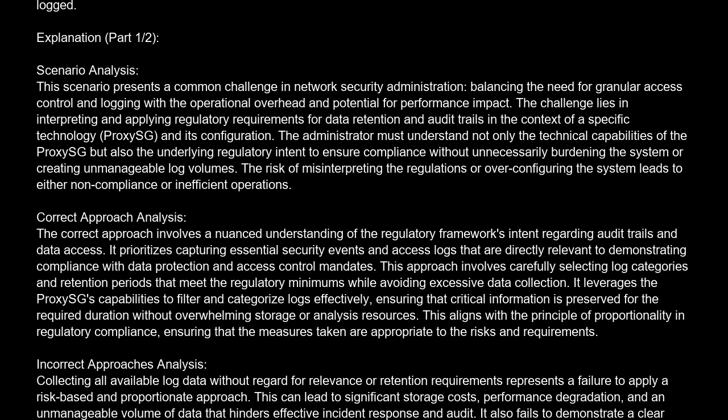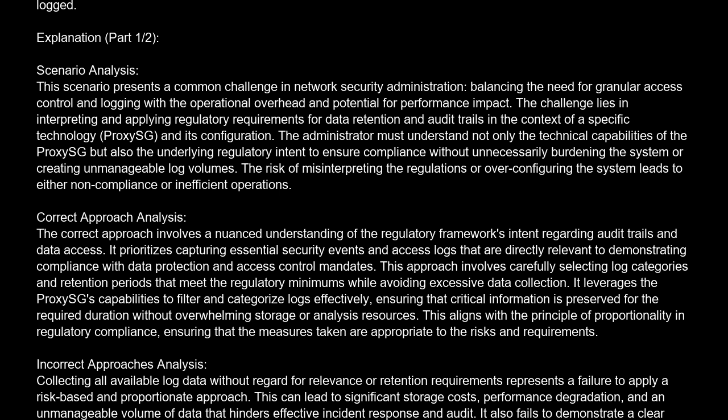The correct answer is C. Adjust the ProxySG logging configuration to capture only those traffic and access events explicitly mandated by the regulations, with retention periods set to the minimum required duration, while ensuring critical security events are still logged.